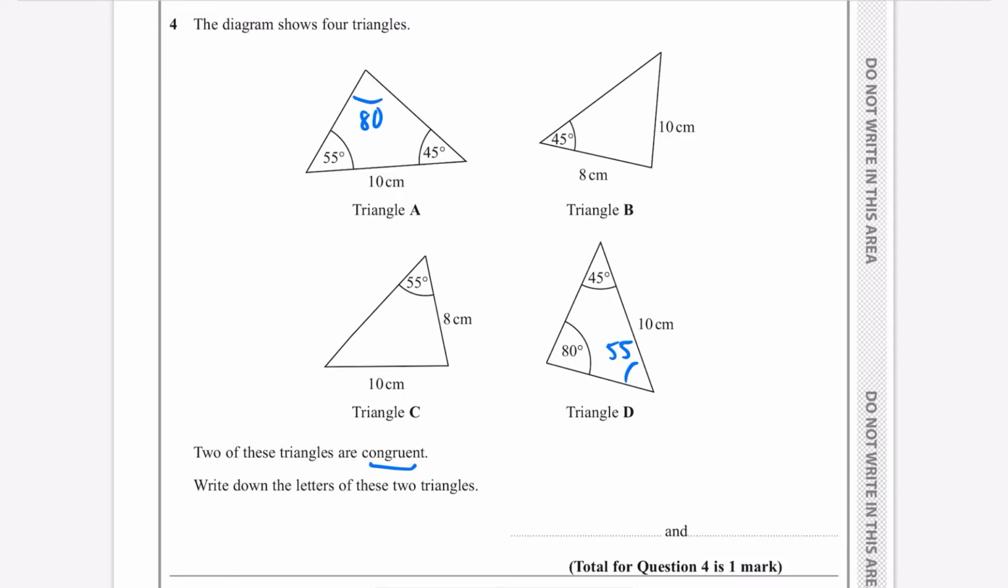Now we can clearly see that these 2 triangles that we've got here and here must be the same as each other because the 10 centimeters is opposite the 80 and the 10 centimeters is opposite the 80. Here, the 10 centimeters is opposite 45, which won't work, and the 10 centimeters is opposite 55. So the only triangle that will be identical are these 2 in yellow, which is therefore triangle A and triangle D.